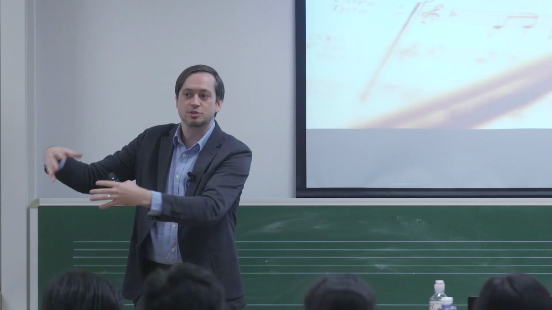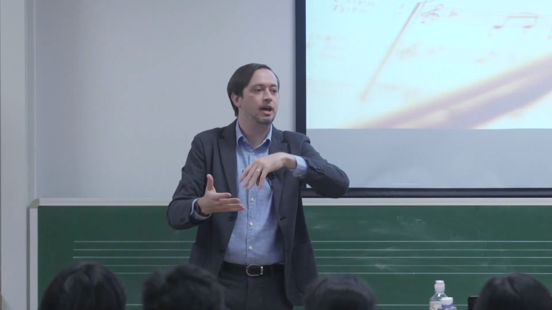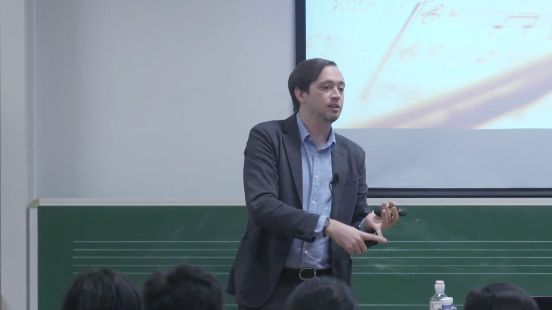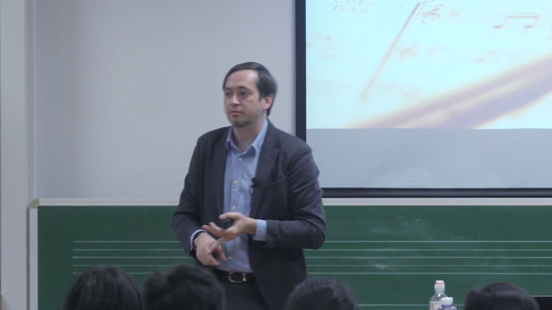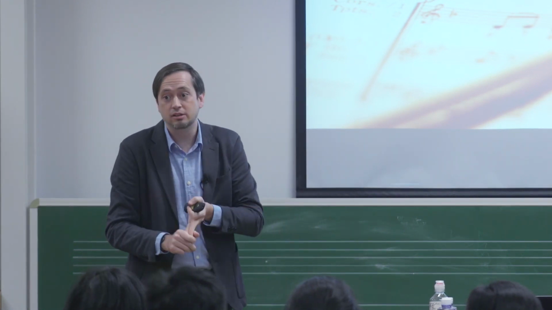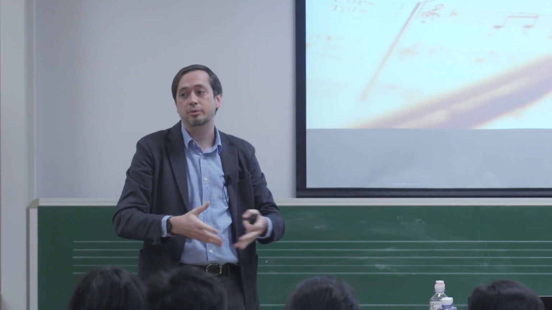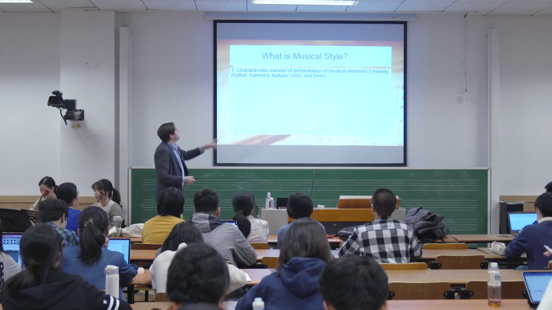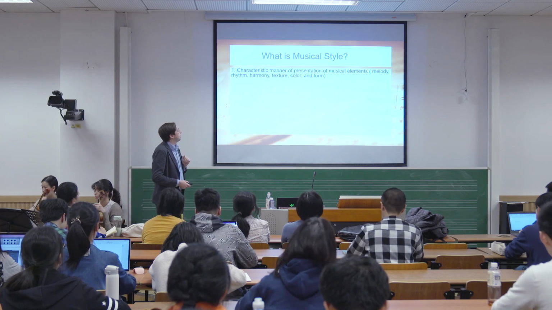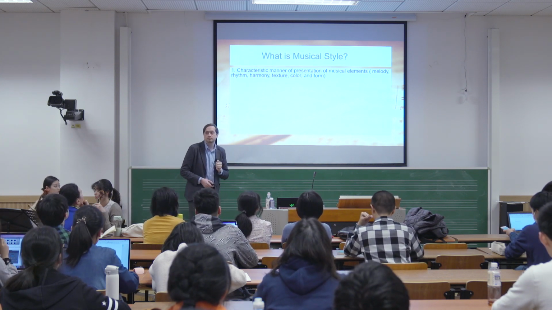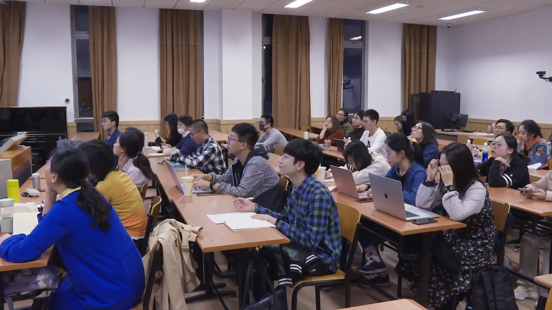Yes, right? So there are all these different ways we look at musical style on so many different levels. There's the style of the composer, the style of the era, the style of the nation or the culture that they're coming from. So there are three definitions. The first one, characteristic manner of presentation of musical elements. This is probably the most basic definition.